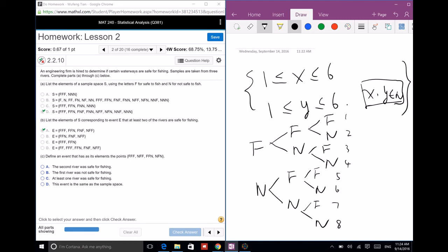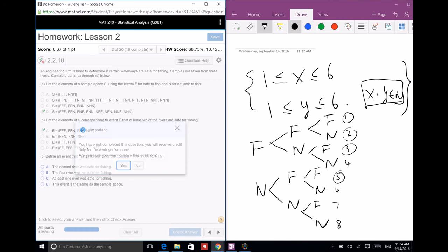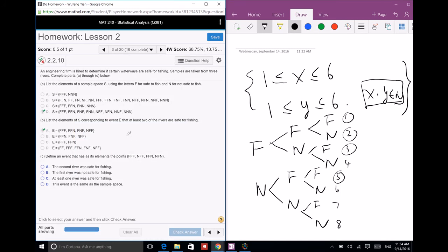And then list the elements corresponding to the event that at least 2 rivers are safe. The first one is okay. The second one is okay, safe. The third one, 2 safe. You basically need 2 F. You have 1, 2, 3, 4, so you have 4 cases. So you have this one. Okay, the first one. And I'm going to skip the third one. It's easy.